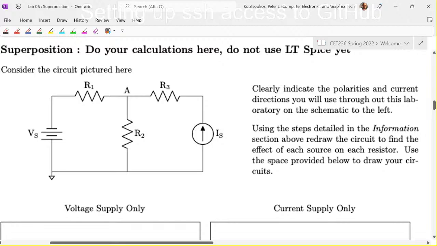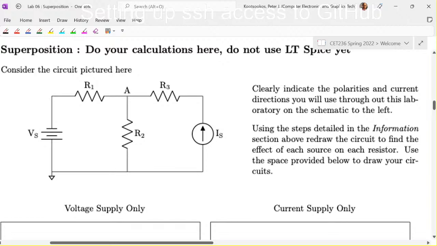The problem is that we only have voltage power supplies. We don't have current power supplies. So what you're going to have to do is analyze the circuit to figure out what value of voltage you need in order to produce IS. And then set one of the power supplies up, both of which are going to be voltage supplies, to generate that particular voltage.